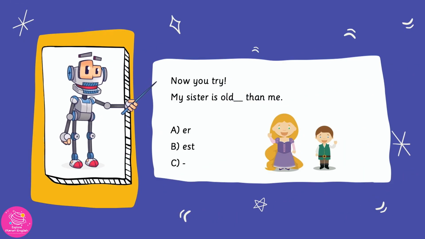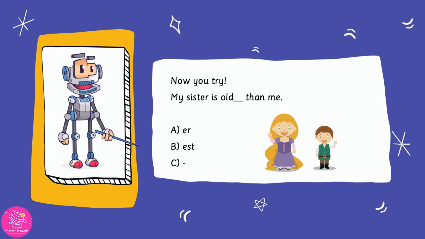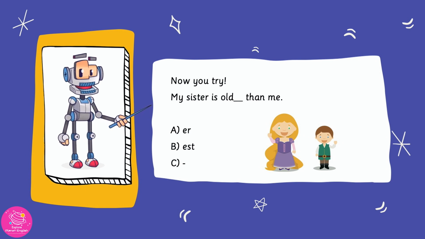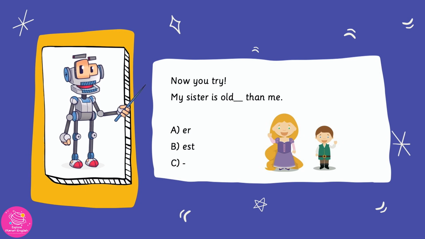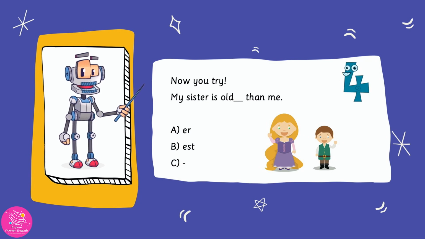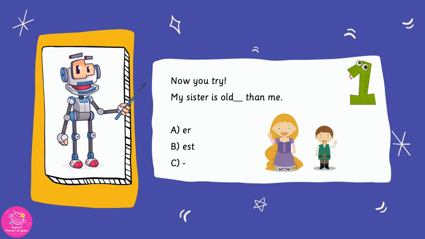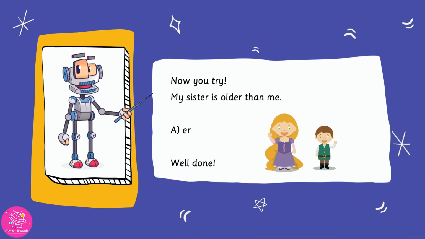Now you try. My sister is older than me. My sister is oldest than me, or my sister is old than me. 5, 4, 3, 2, 1. Good! My sister is older than me. Well done.